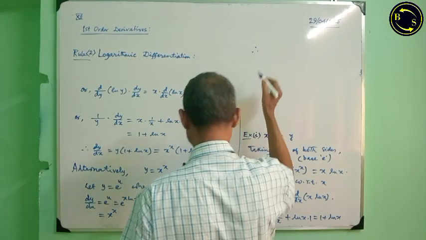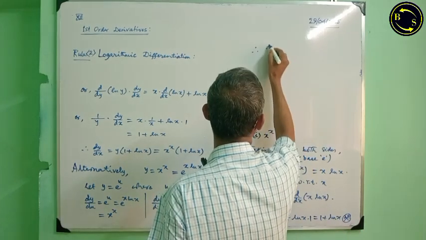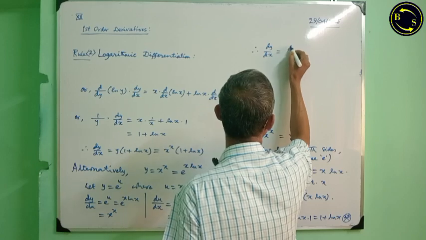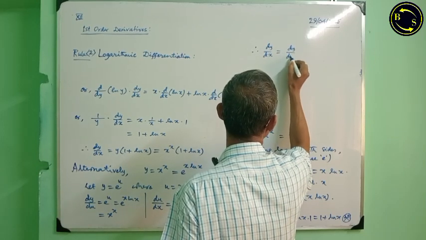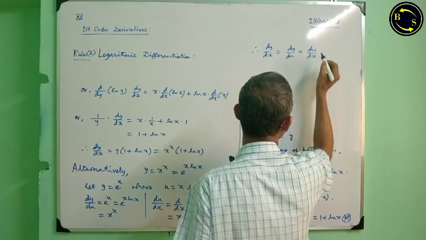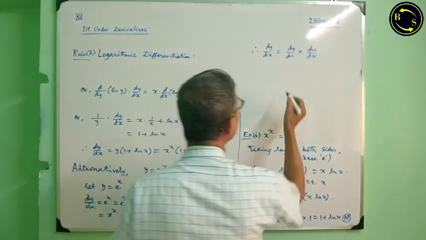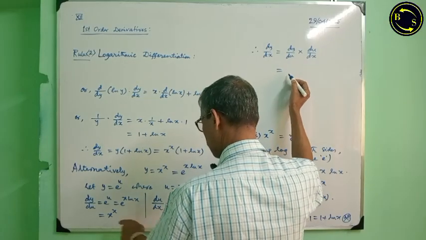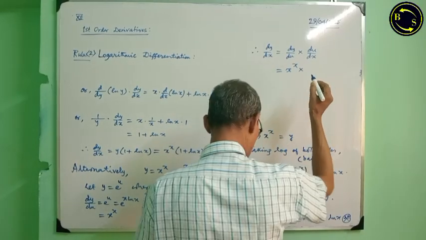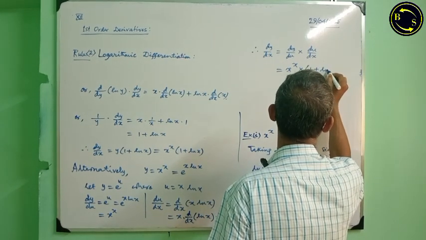Therefore, from here dy/dx equal to dy/du into du/dx. Chain rule applied. Put the values. dy/du is x to the power x into 1 plus log x.